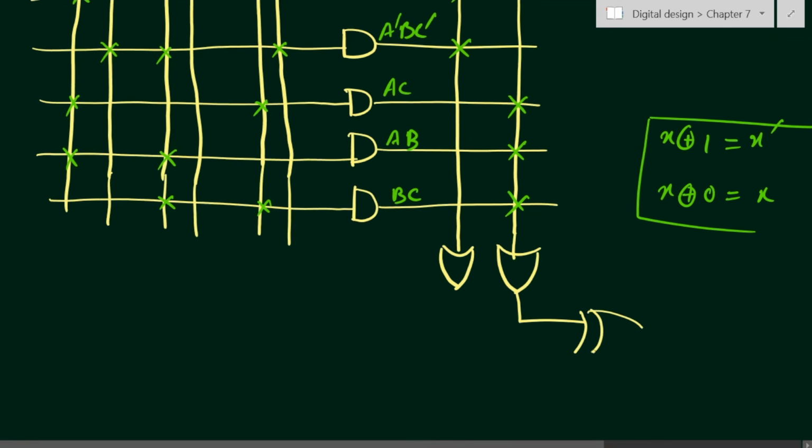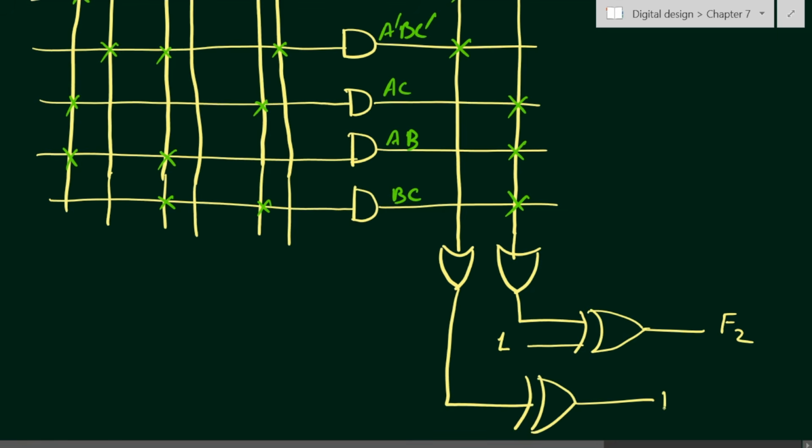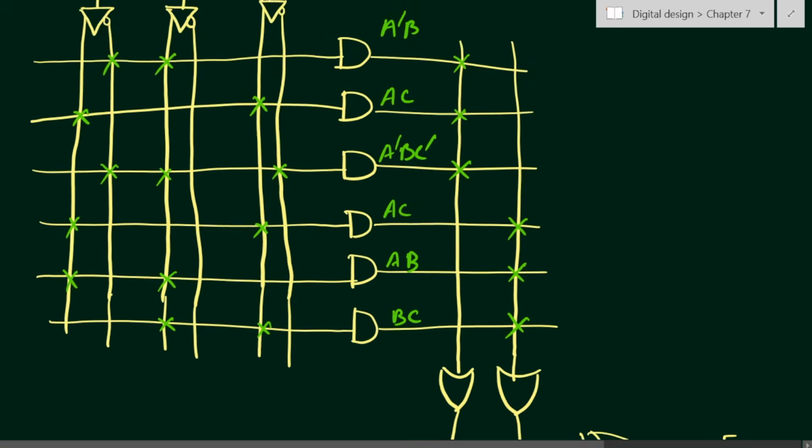You need not write these things, because I have written them here for explanation purposes. You have to pass through an XOR gate and apply 1 here, because we want to complement this F2 term, and here we will have F2. This other output you have to pass through an XOR gate similarly, and here we will get F1, and the other input will be 0. Now this is the logic circuit of the PLA.